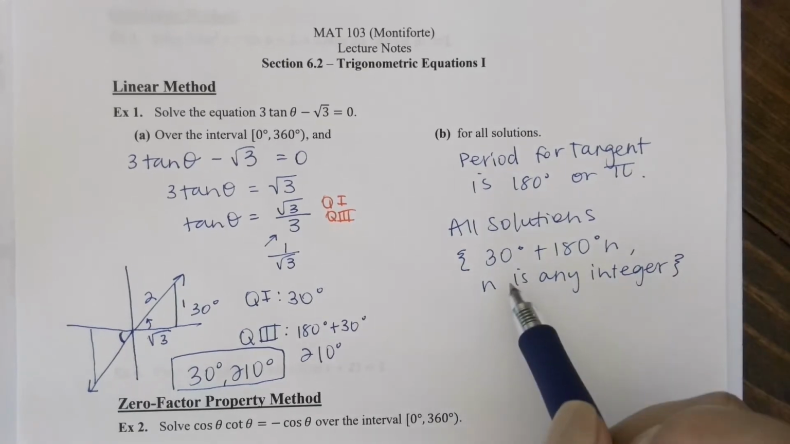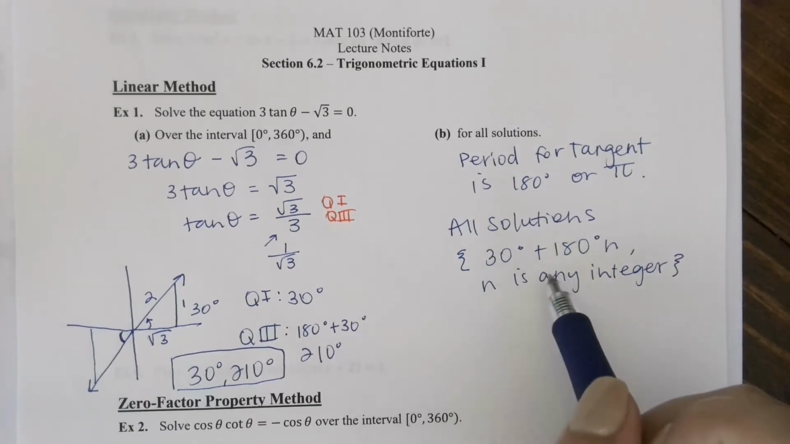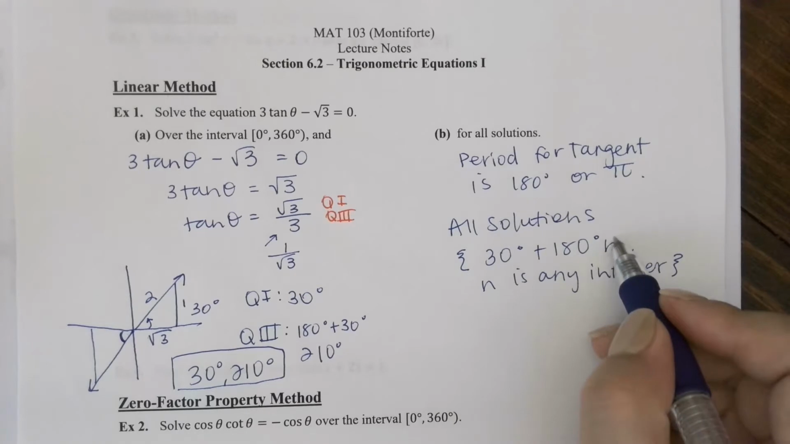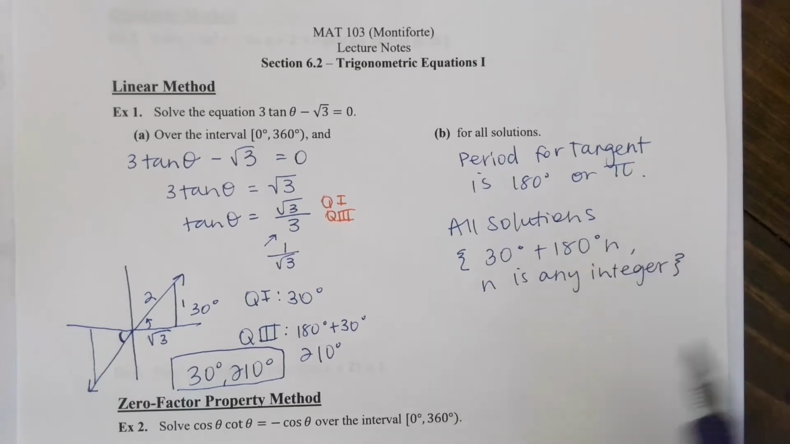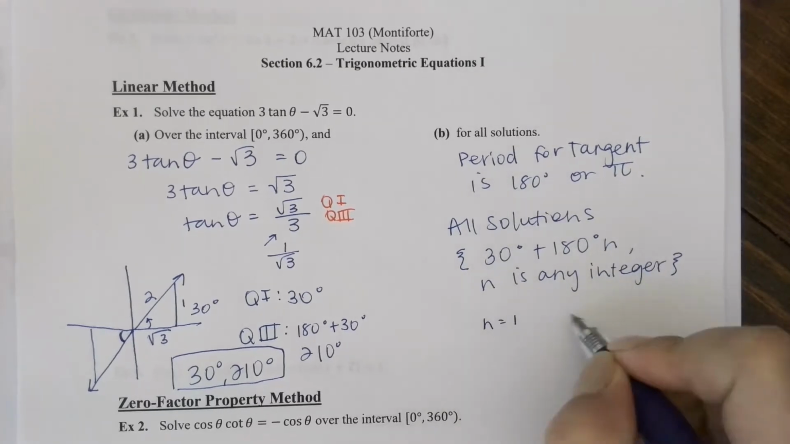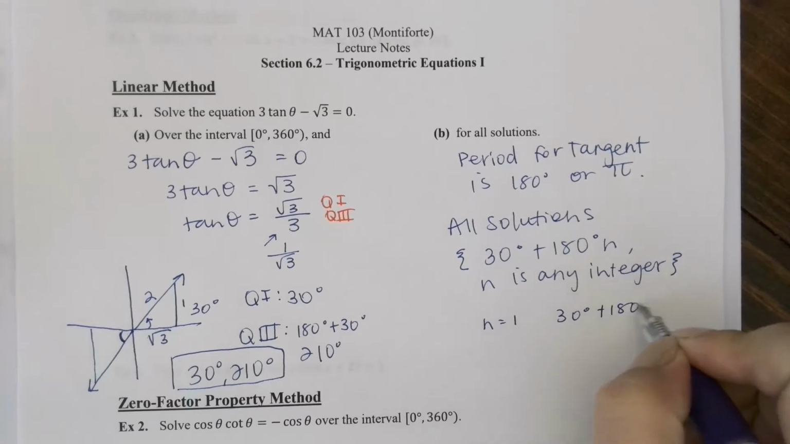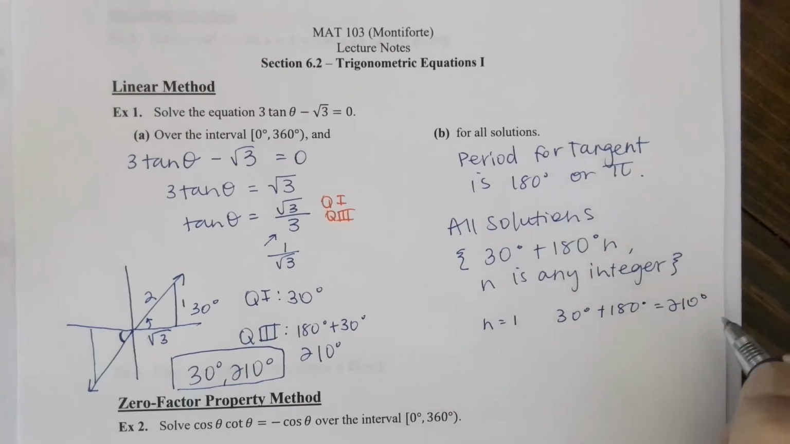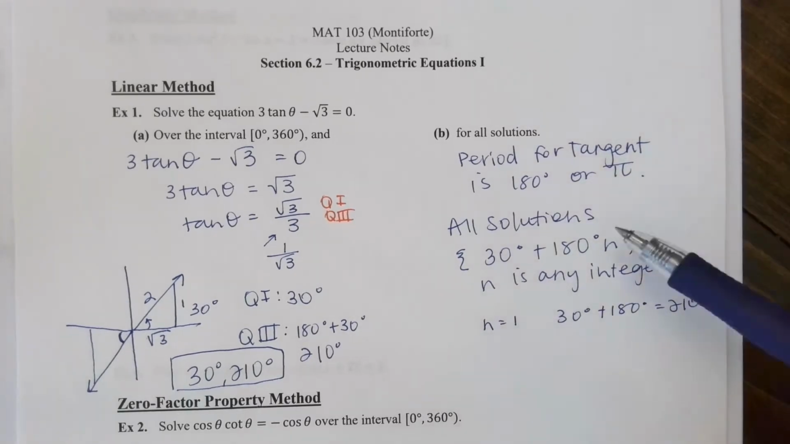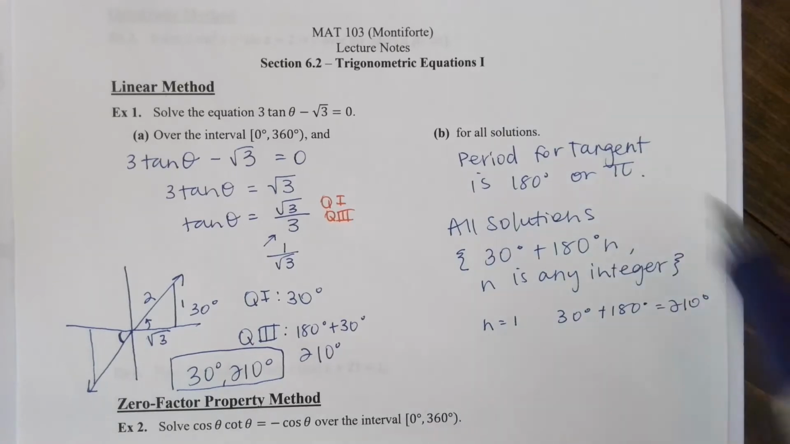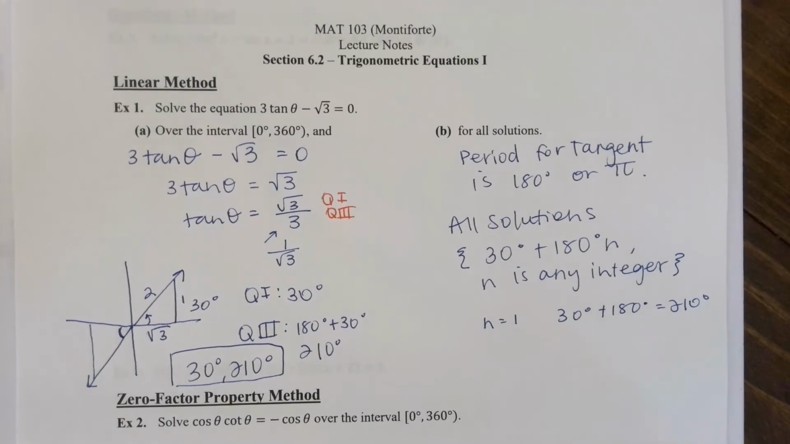Okay, so note that we don't have 210 degrees included here because it'll be included if n is 1. So if n is 1, then we have 30 degrees plus 180 degrees, which is 210 degrees. Okay, and then this will list any solution as we circle around the quadrants.